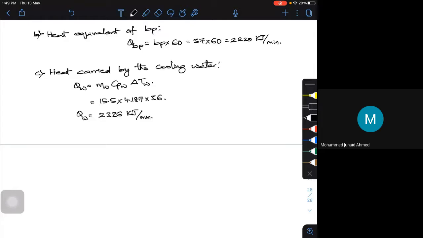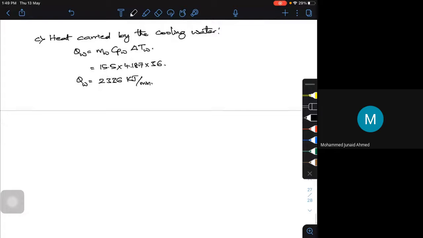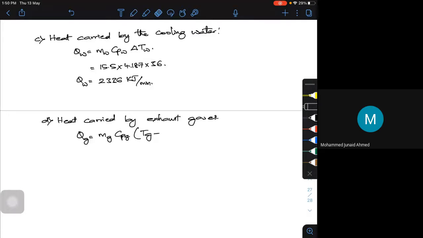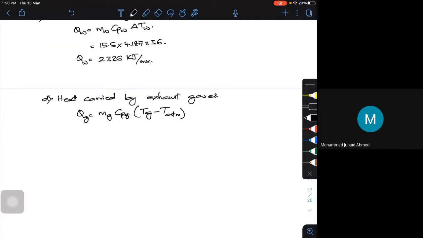Then what is the next one? Next, you have two more quantities. Heat carried away by the exhaust gases. Okay, what is it actually? Here Q of G is equal to mass of gas into Cp of gas into temperature of the exhaust gas, that is Tg, minus T atmosphere. What is mass of gas? It is actually mass of air plus mass of fuel.